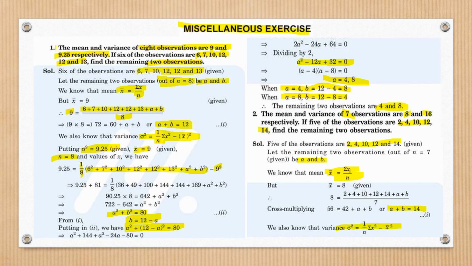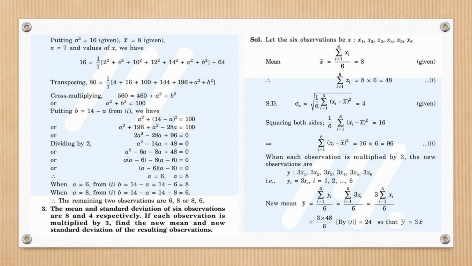The variance formula: sigma square is 1 upon n summation x square minus x bar square. So from here my sigma square is 16, x bar is 8, and n is 7. I'll put in all the values. Take this 64 to the other side, and we'll get a square plus b square equal to 100. Now from 1 put b as 14 minus a, and we'll get a quadratic equation a square minus 14a plus 48 equal to 0, and a will give you two values, 6 and 8. So when a is 6, b will give you the value 8. When a is 8, the other value is 6, right? So 6, 8 or 8, 6 are the remaining 2 observations.